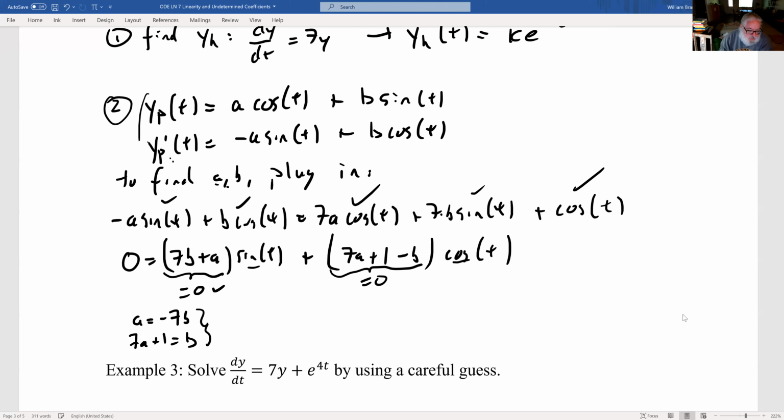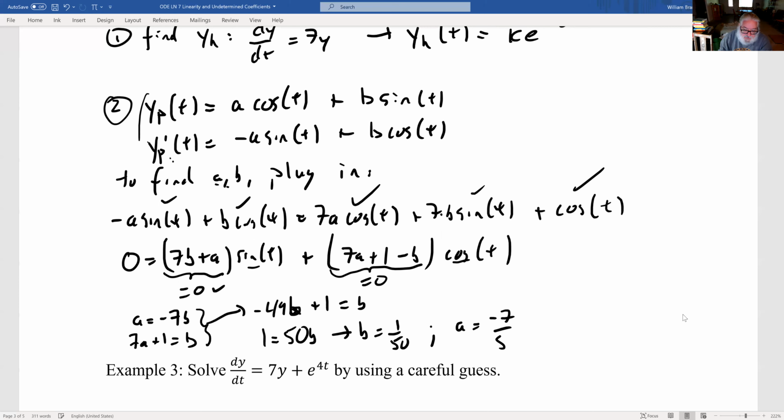So I can combine these two equations. I'm going to just plug in minus 7b for a, and I get minus 49b plus 1 equals b. So minus 7b in for a gives me minus 49b plus 1 equals b. Adding 49b to both sides tells me that b equals 1 over 50. And then that tells me that a equals minus 7 over 50.